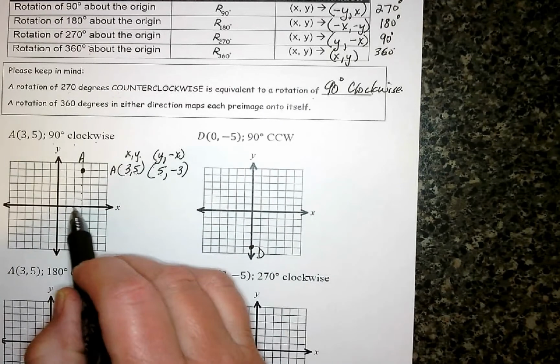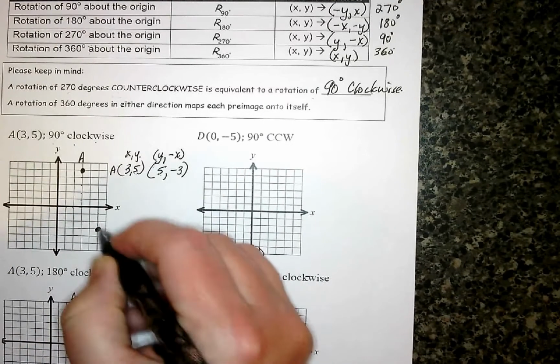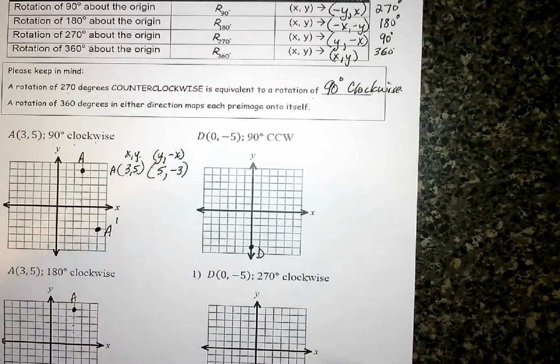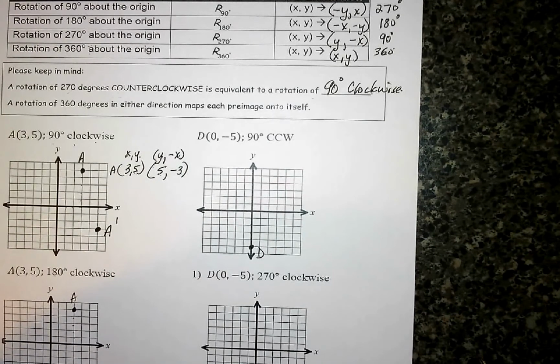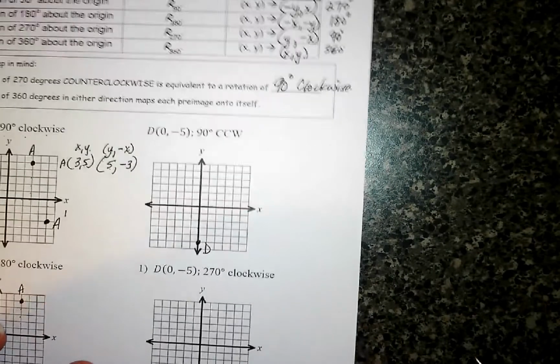So I'm going to count out 1, 2, 3, 4, 5, 1, 2, 3. This point right here will be my rotated point, A prime. Okay, it's not hard, but you have to be very methodical. Okay, let's go to the next one.